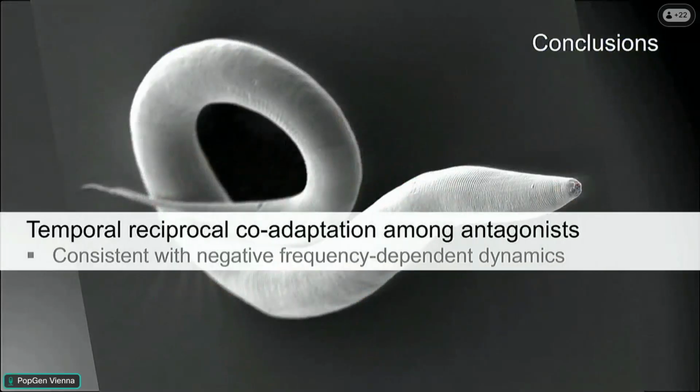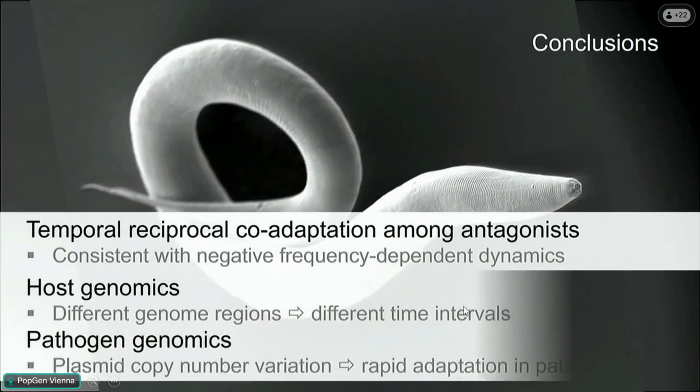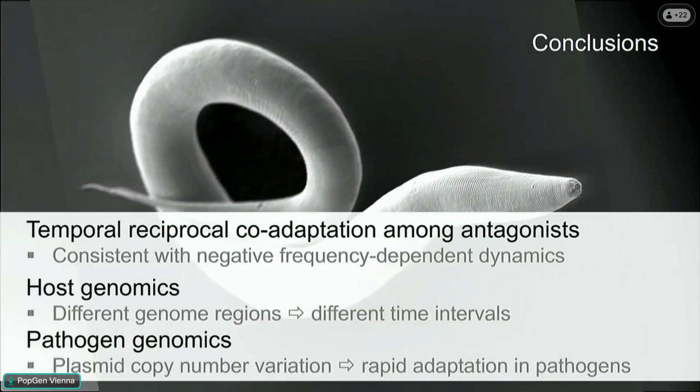So we could demonstrate that there is temporal and reciprocal co-adaptation of host and pathogen that is consistent with negative frequency dependent selection dynamics. And the underlying genomics do confirm that for the host. Here we conclude that it's different genome regions that are actually responsible at different time periods for generating these dynamics, while at the pathogen level, it's plasmid copy number variation that is underlying the negative frequency dependence.